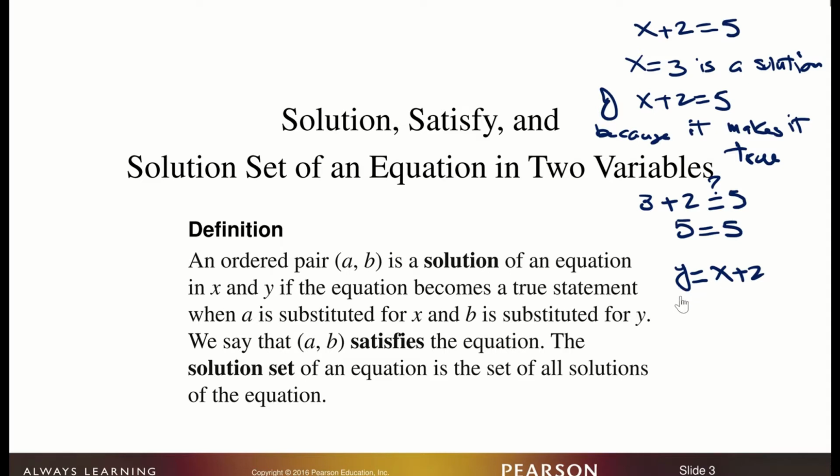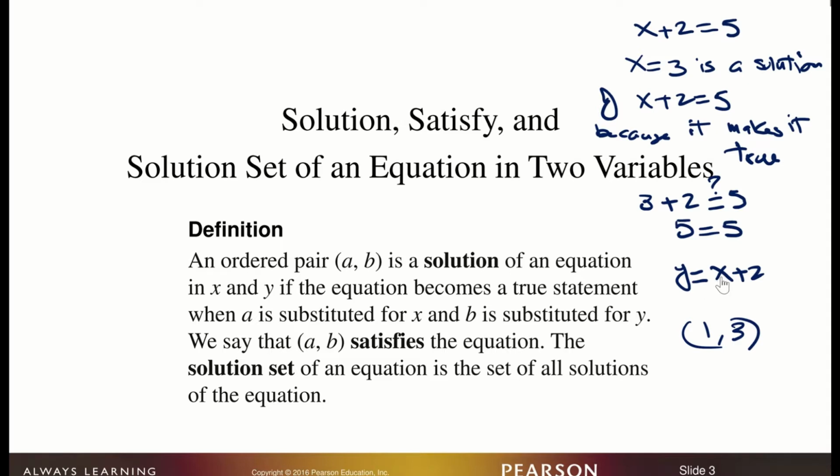So we put that in the form of an ordered pair. For example, if x is 1, you get y equals 1 plus 2, which is 3. So here is one solution of such a linear equation in two variables. Notice that linear equations in two variables such as this are not just going to have one solution. They're going to have infinitely many solutions.